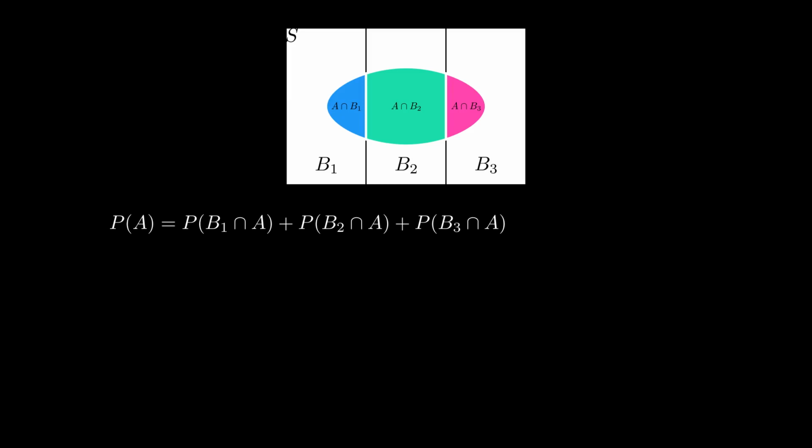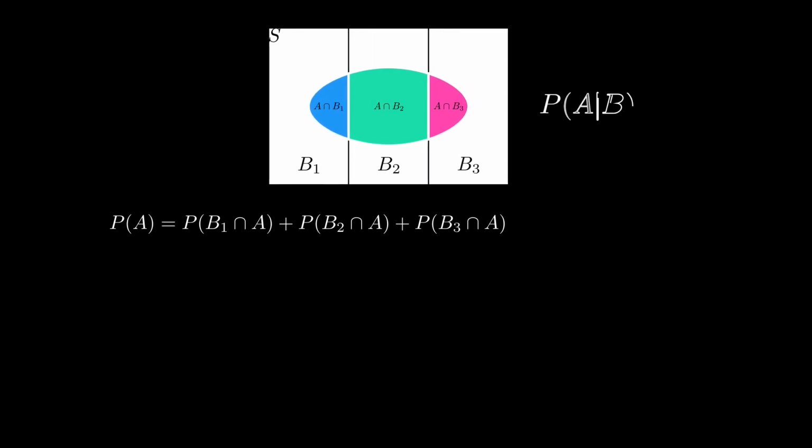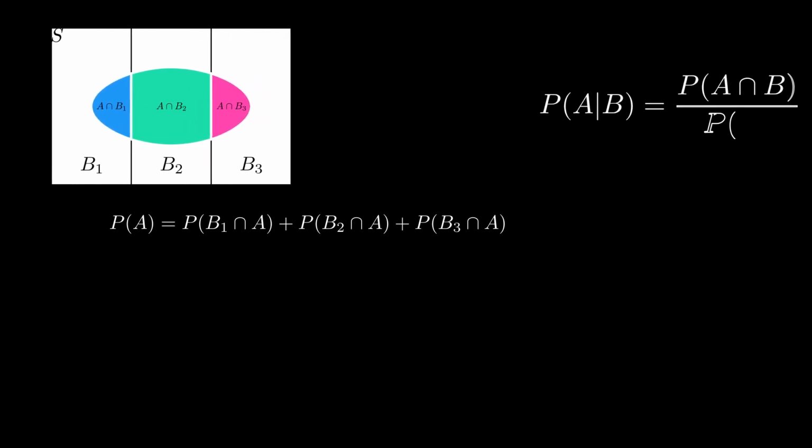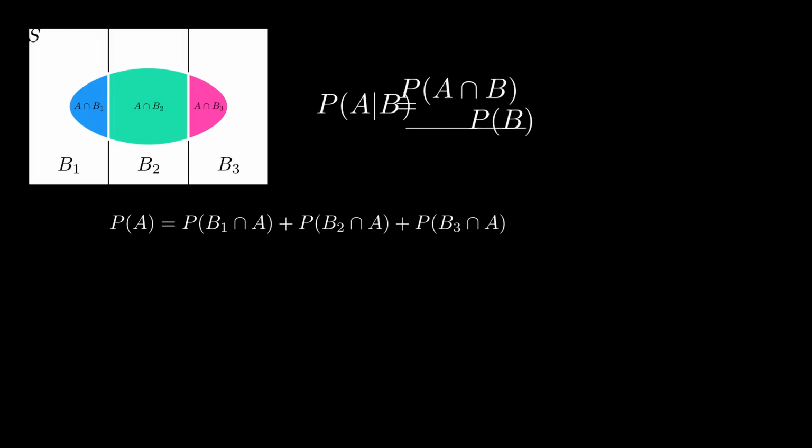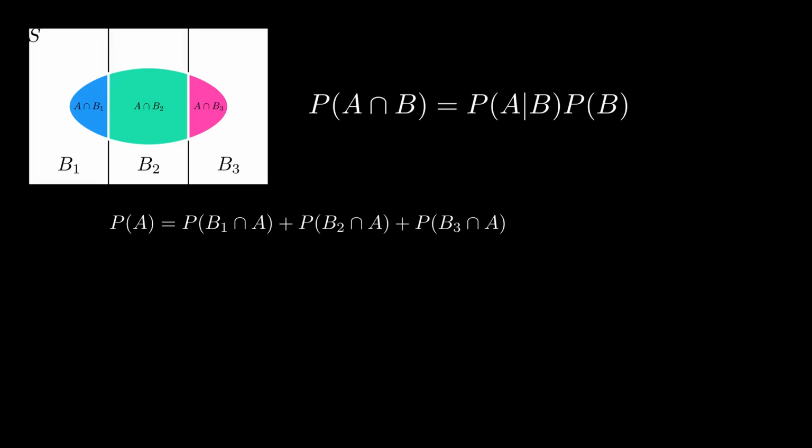Also, recall the equation of conditional probability, which states that the probability of event A given event B is equal to P of the intersection of A and B divided by P of B. Rearranging the equation of conditional probability, we can write the P of the intersection of event A and B as the product of the probability of event A given event B and the probability of event B. Substituting this equation into the law of total probability formula, we get the final formula for the law of total probability.